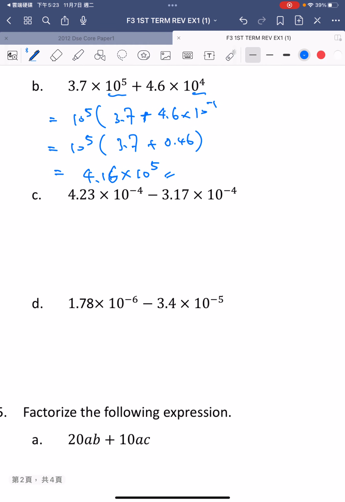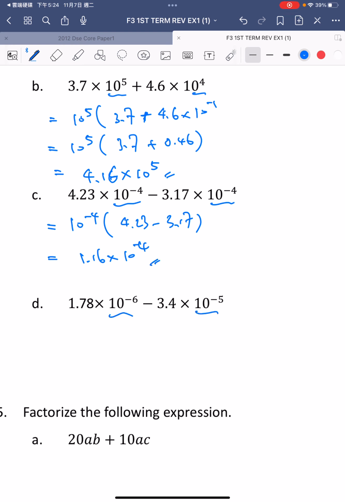Okay, so for the next question, you can see from here, we got the common factor 10 to the power of negative 4. So we take that out, 10 to the power of negative 4, then we're adding a bracket. So we have 4.23 minus 3.17. Then we do the calculation, then we can have this is equal to 1.16 times 10 to the power of negative 4, which is correct.